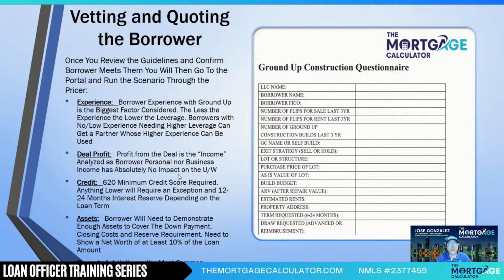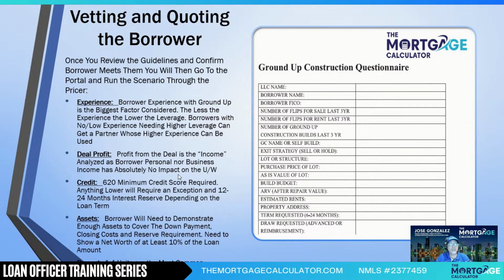So, that covers the guidelines. Now let's cover the document requirements. Now let's talk a little bit about when you are vetting your borrower, right? It all comes together here with this form. Now, these are the answers you need. You don't necessarily have to send this to the borrower and have them complete it or anything like that, but these are the questions that you need because basically you've reviewed the guidelines, right? Confirm the borrower meets them.